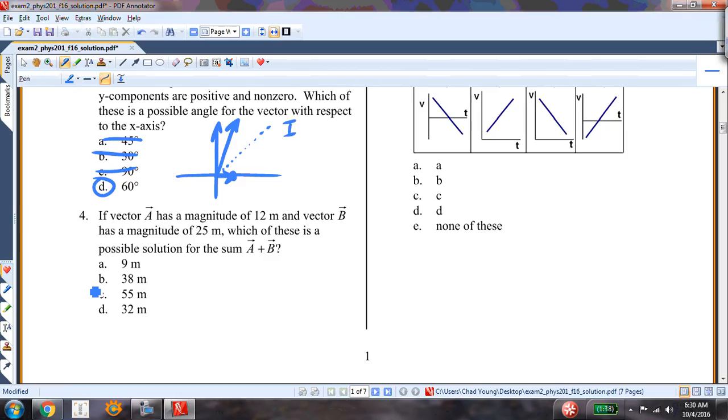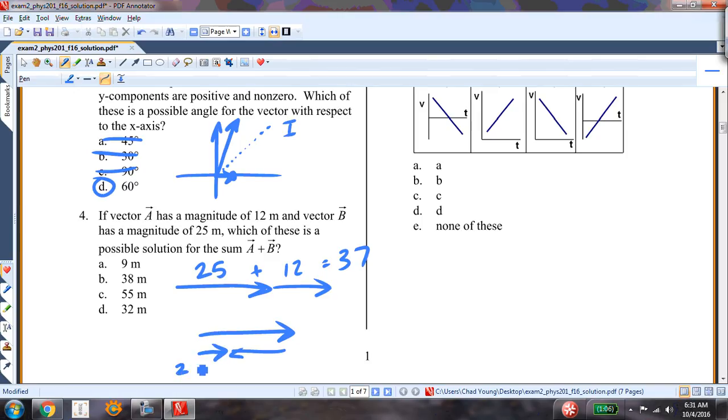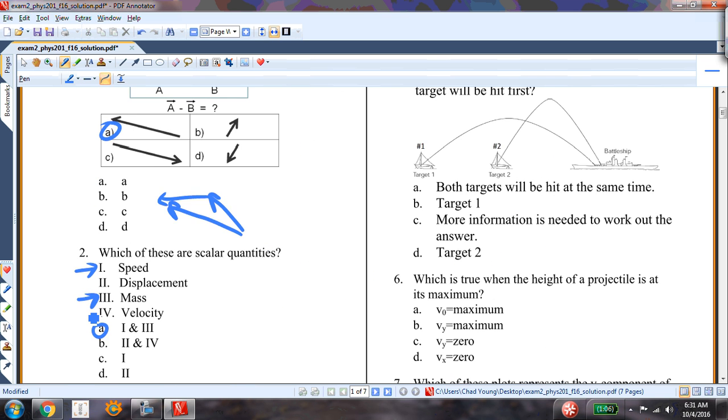If vector A is 12 meters, B is 25 meters, which of these is a possible sum? Well, the maximum would be 25 and 12 lined up like that. That would give me a maximum equal to 37 in magnitude, and the minimum would be 25 and 12 like this, which would give me a resultant of 25 minus 12, which is 13. So it has to be somewhere between 13 and 37, so D is the right answer.